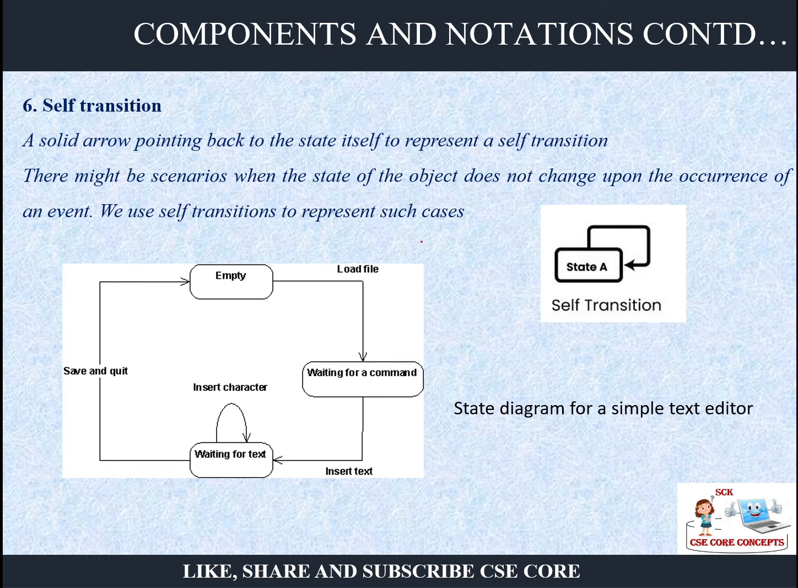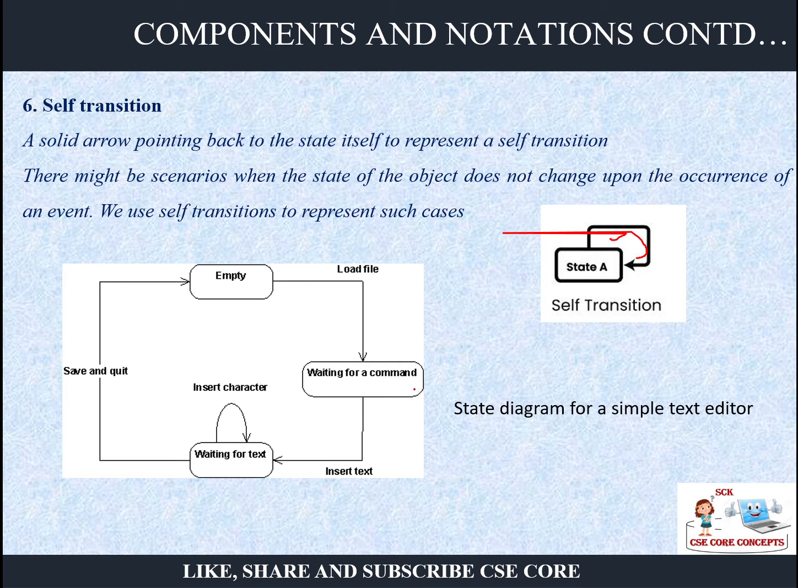Then comes an interesting transition which is called a self transition. You can see an arrow which is pointing to itself. What that means is there might be scenarios when the state does not change when an event occurs. That is called a self transition. What does it mean? Let's say when I am typing and I have written one character, the state is not changing. The notepad is as it is because it is waiting for the next text. Only when I press save and close, then the state changes to a closed state.